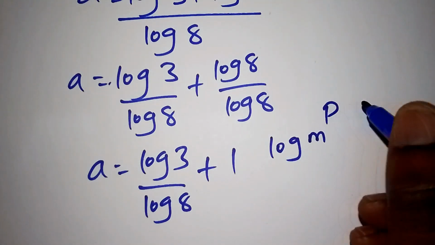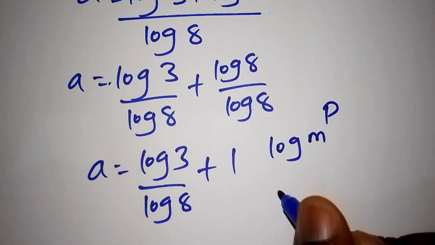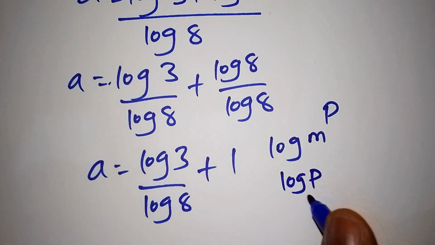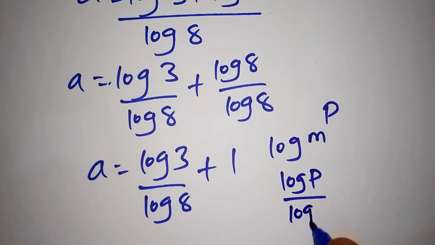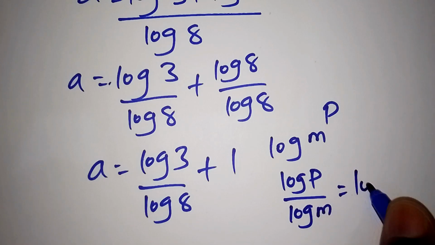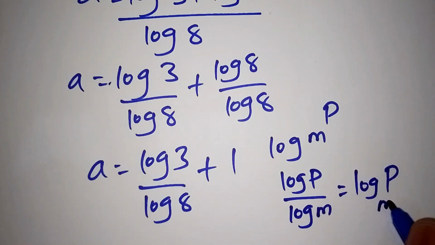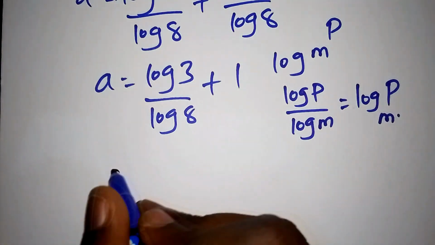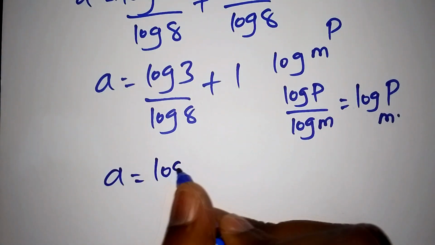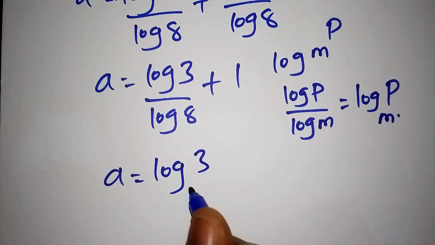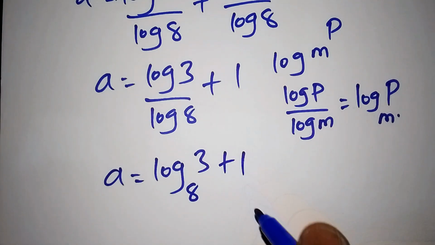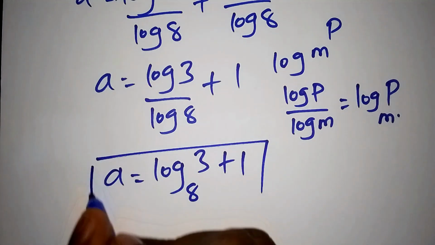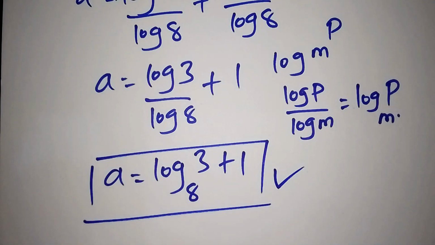It shall be said that when you have the log of p all over the log of m, this can also be written as the log of p to the base of m. So now our value for a equals the log of 3 to the base of 8, plus 1. Now this shall be qualified to be our correct answer.